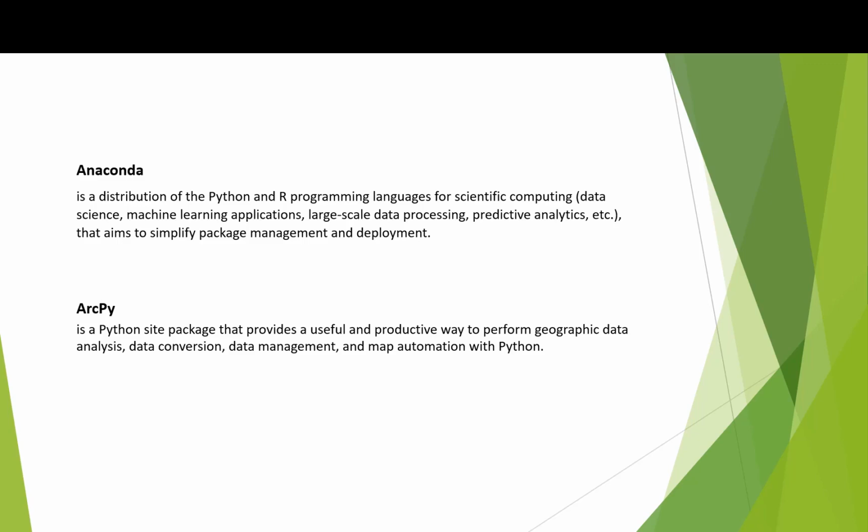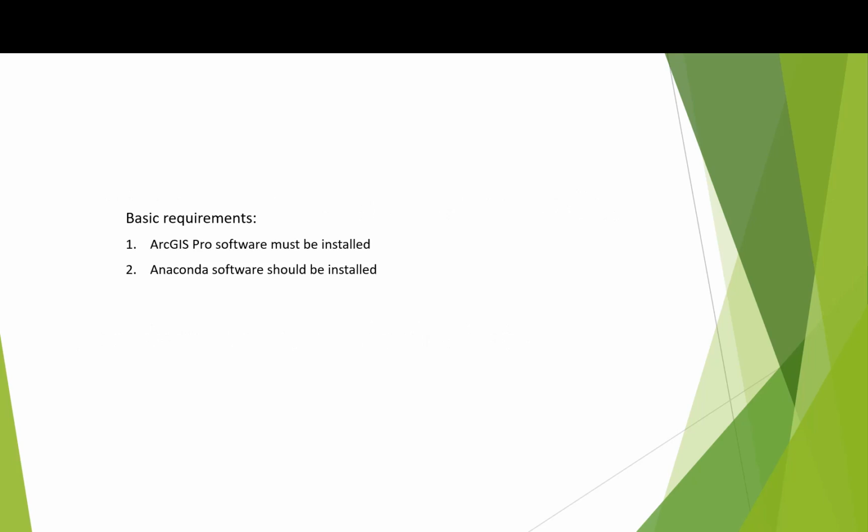So for this tutorial, it is important to install two major software. The first is ArcGIS Pro, any version, but for the purpose of this class, I'll be using version 3.1. That's the one I have installed on my computer. The second one is Anaconda software, any version of your choice. So let's dive in.